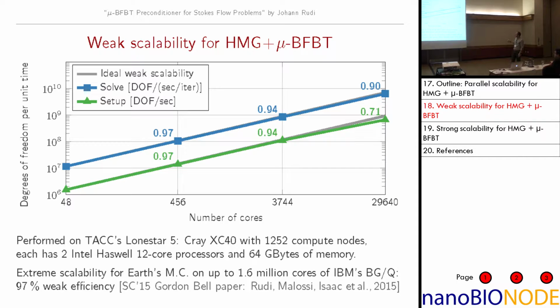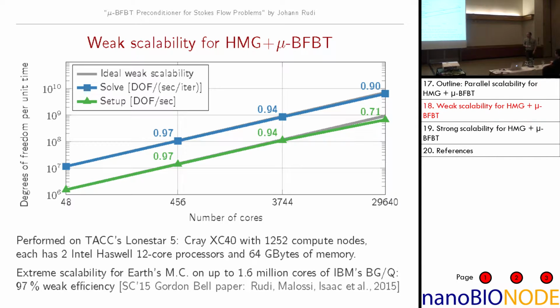And typically in a nonlinear solve, the solve time would dominate. So this is the important figure or number to look at. And this is 90% weak scalability over a 600-fold increase, of course. And yeah, this is a very nice result. And also for the setup, actually 71% weak scalability is very nice.